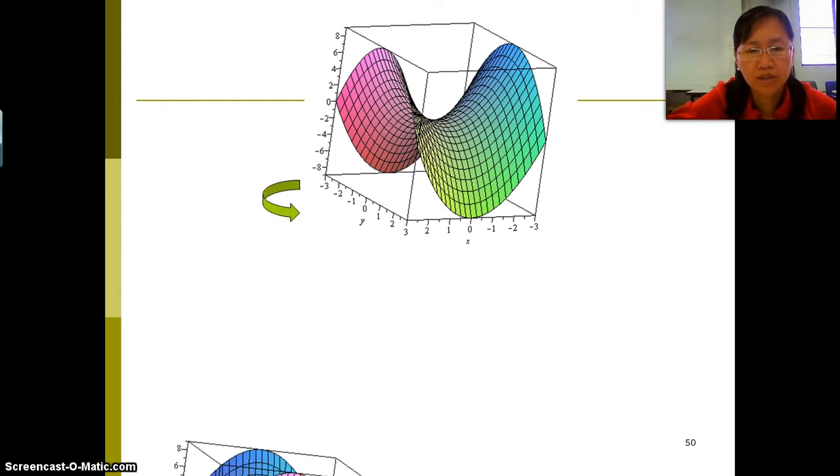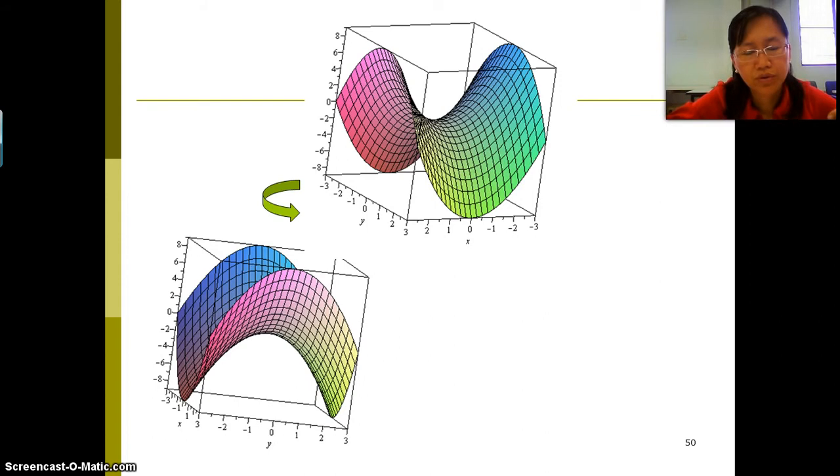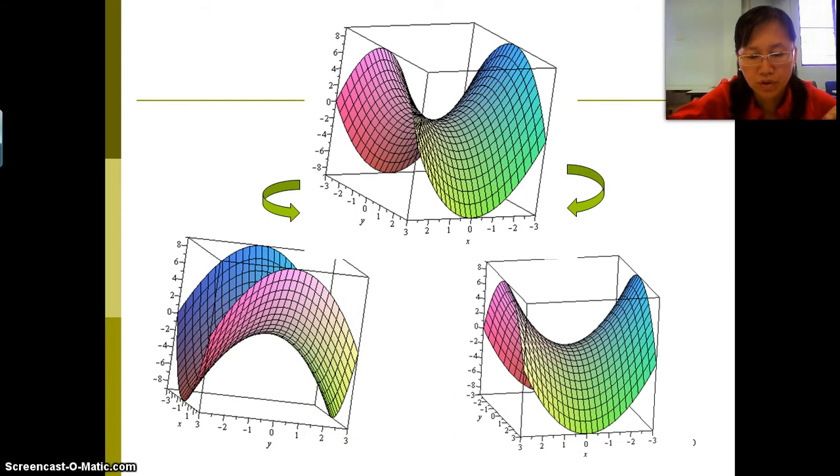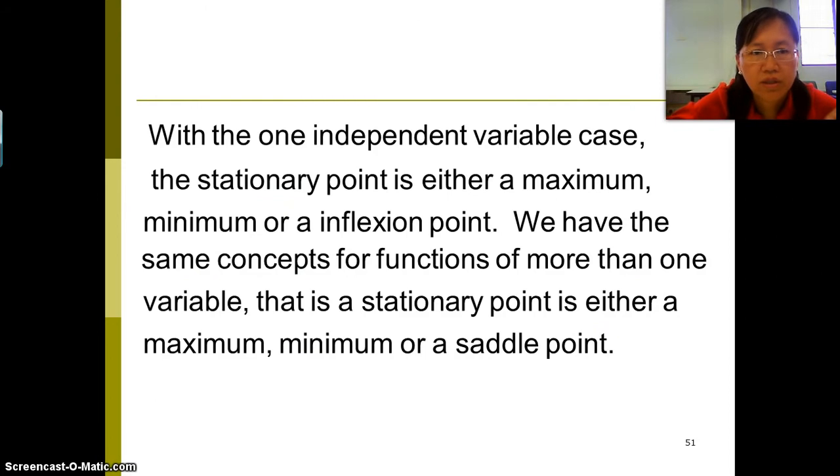If we change the view, we will find out the curve is concave down. If we change to another view, we will find out the curve is concave up. So from here, we have a saddle point.